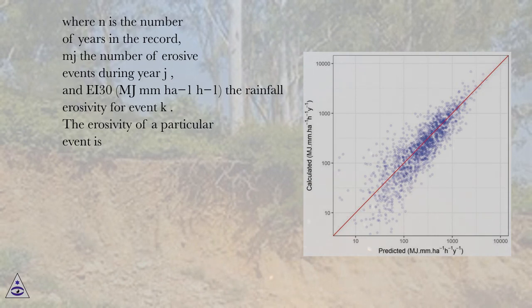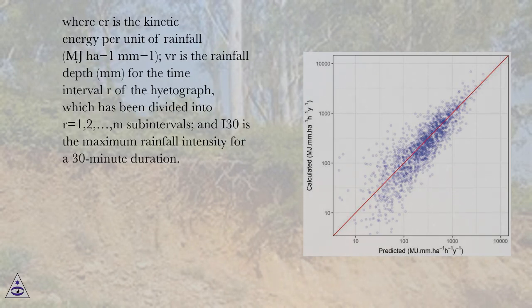The erosivity of a particular event is where e is the kinetic energy per unit of rainfall, MJ ha-1 mm-1, vr is the rainfall depth for the time interval r of the hyetograph, which has been divided into r equals 1, 2, m subintervals, and I30 is the maximum rainfall intensity for a 30-minute duration.